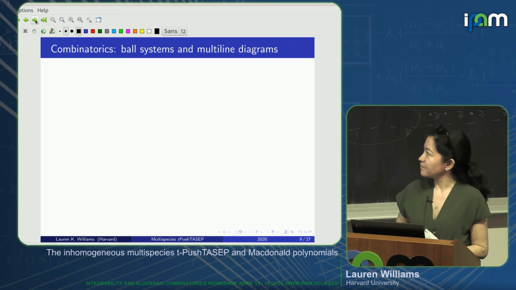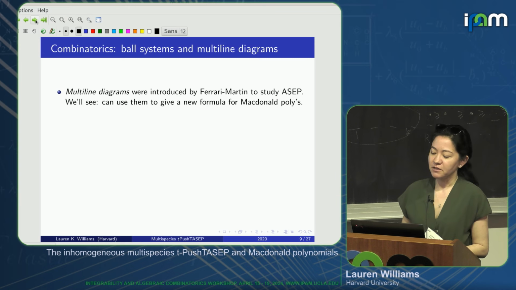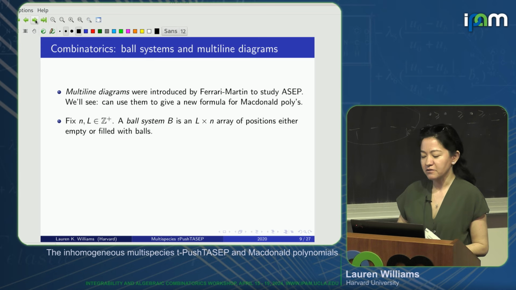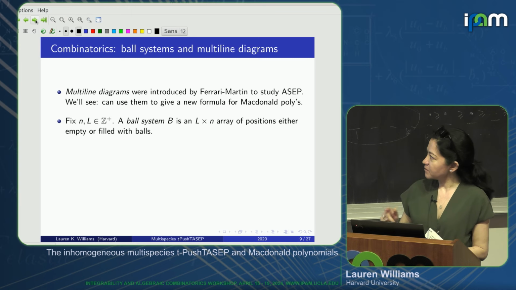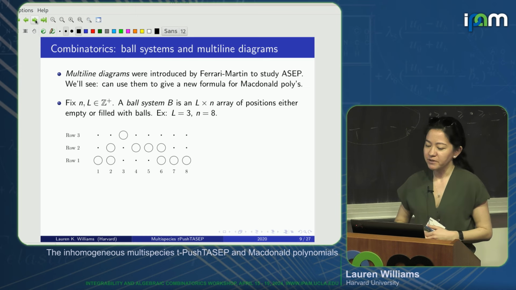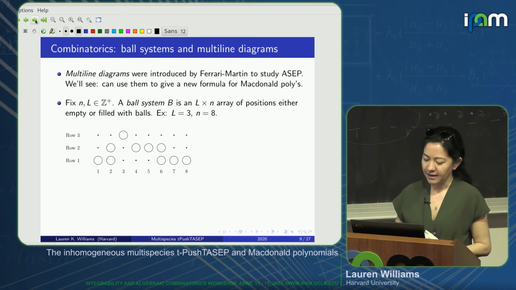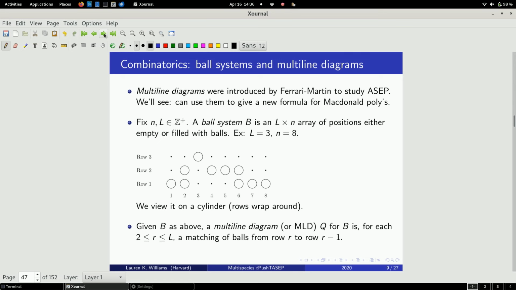Okay, so let me review the notion of ball systems and multi-line diagrams. These objects were introduced by Ferrari and Martin and can be used also to give a formula for Macdonald polynomials. So a ball system is an L by N array of positions. Every position is either empty or filled with a ball. So this is an example with L is 3 and N is 8. I'm labeling my rows from bottom to top. We view it on a circle, so the rows wrap around.